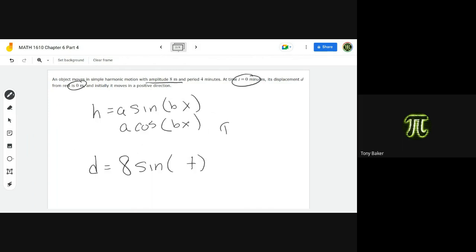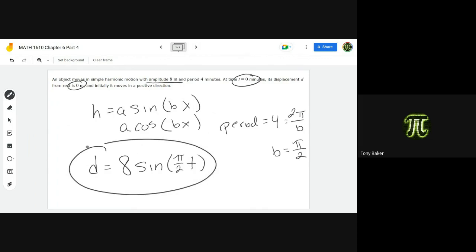Then it tells me my period is 4. Remember, period is 2 pi over b. Okay, that's how you find your period. So if I got a 4 there, b would equal pi over 2 to solve that. So my b is pi over 2, and then that's my answer.